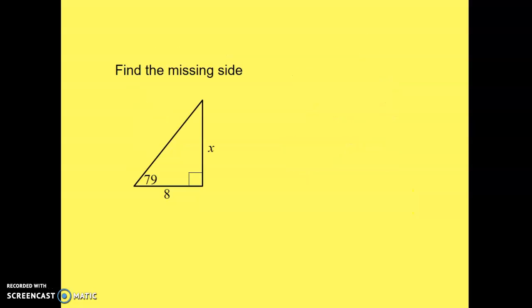Next one, again, we're looking for a missing side. If we think of SOHCAHTOA, with the angle of 79, we have the adjacent side of 8 and the opposite side of x. So the only function that uses both opposite and adjacent is the tangent function. So we're going to do the tangent of 79 is equal to the opposite of x over 8. Now this is the only thing I need to see when you're writing down your work. I don't need to see everything else. That's good enough.